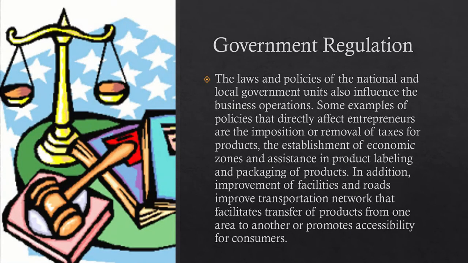Government regulation. The laws and policies of the national and local government unit also influence the business operations. Some examples of policies that directly affect entrepreneurs are the imposition or removal of taxes for products, the establishment of economic zones, and assistance in product labeling and packaging of products. In addition, improvement of facilities and roads, and improved transportation network that facilitates transfer of products from one area to another or promotes accessibility for consumers.